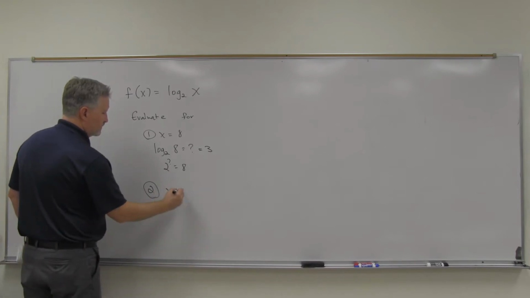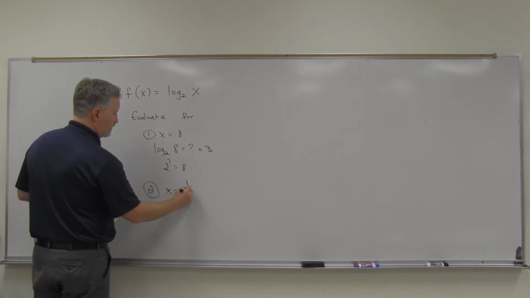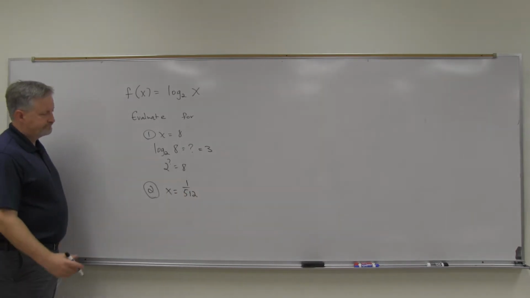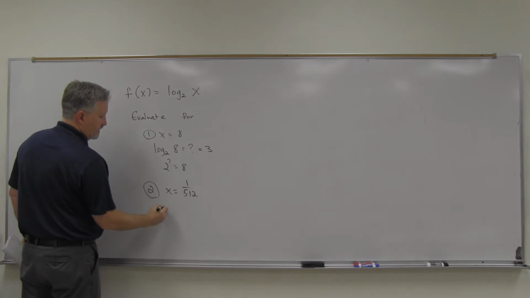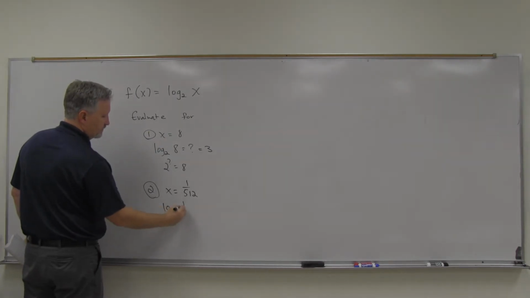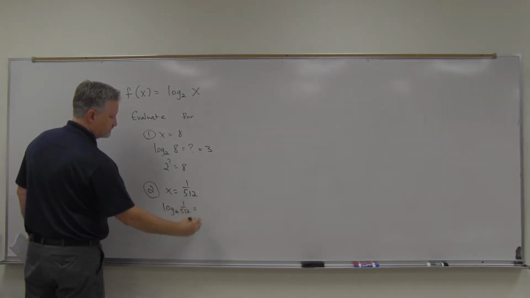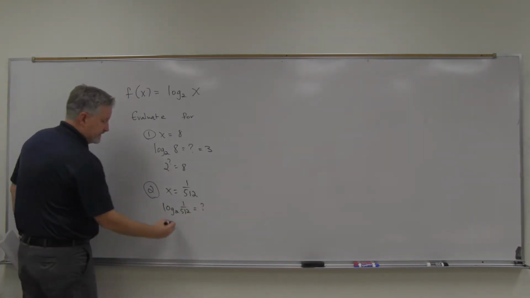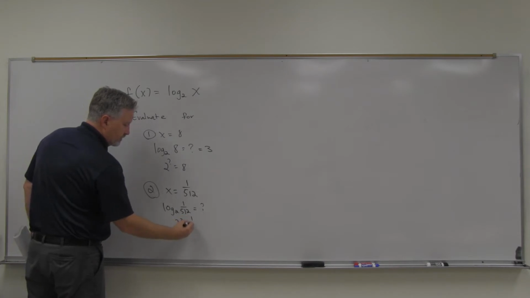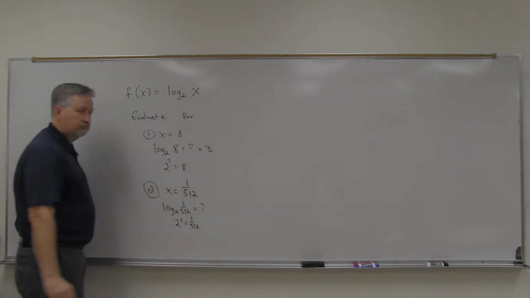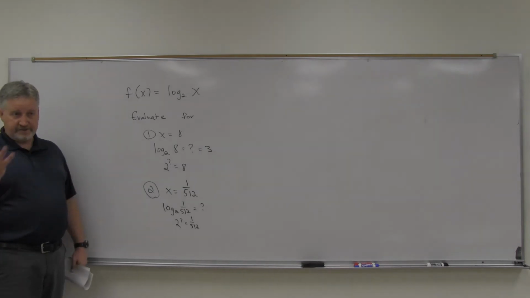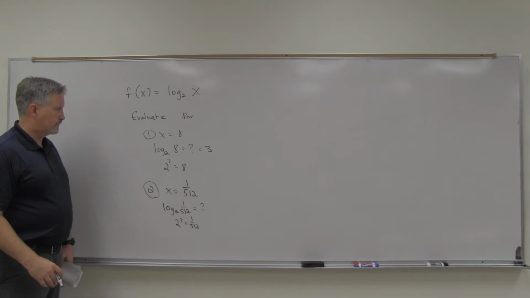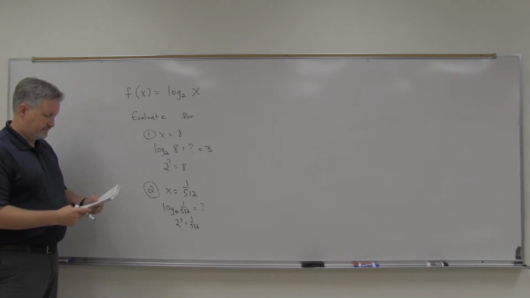We go to x equals 1 over 512. So the x is 1 over 512, so evaluate that. It'd be log base 2 of 1 over 512. So again, what does it equal? 2 to what power is 1 over 512? It's got to be a negative number, because it's a fraction. Just have to figure out 1 over 512.